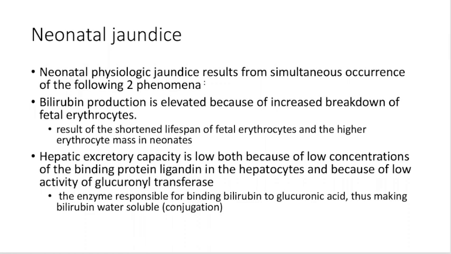Neonatal jaundice. So understand what physiologic jaundice is versus the pathologic jaundice. So normally bilirubin production is elevated because there's increased breakdown of fetal erythrocytes. The result is a shortened lifespan of fetal erythrocytes and higher erythrocyte mass in neonates. Hepatic excretory capacity is low because of low concentrations of binding proteins and because of low activity of glucuronyl transferase, which is one of the enzymes responsible for binding bili to glucuronic acid, basically conjugating it.